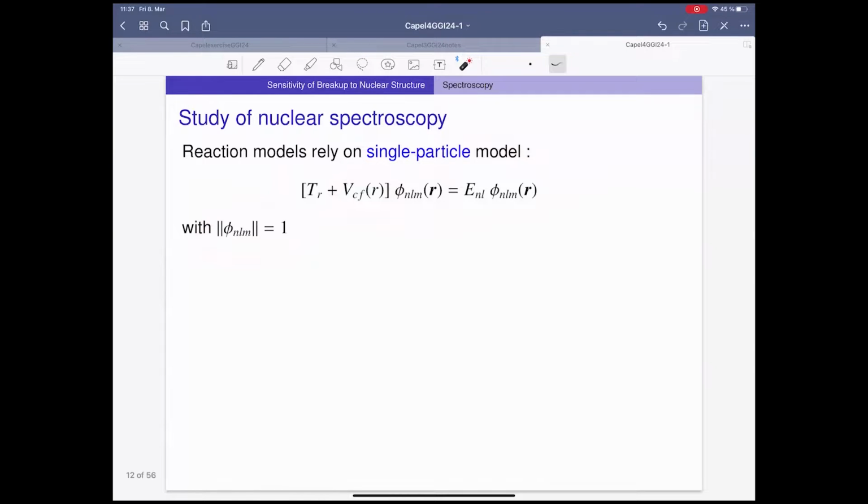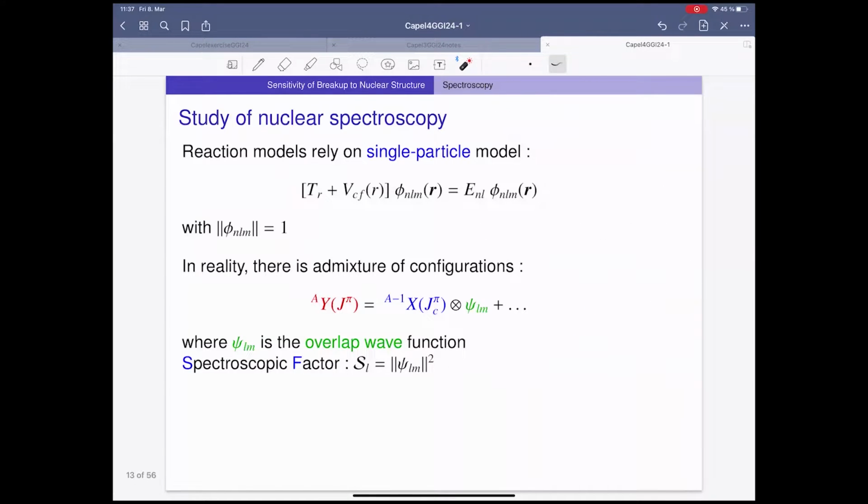And what people usually say is that this is, of course, an approximation. You have an admixture of configurations. You have more than just one configuration; you have actually a set of configurations. The core can be in its excited state, and the neutron can be bound to that. And so it's a much more complicated system.